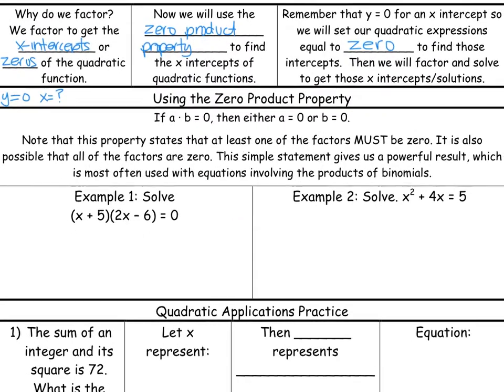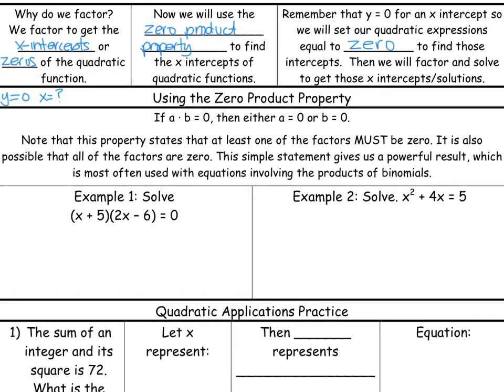So the zero product property states that at least one of the factors must be 0. What that means is, if I have x times 2x equals 0, for this to equal 0, either this x has to equal 0 or this 2x has to equal 0. So this simple statement gives us powerful results, which is used most often with equations involving products of binomials. So let's look at this example here.